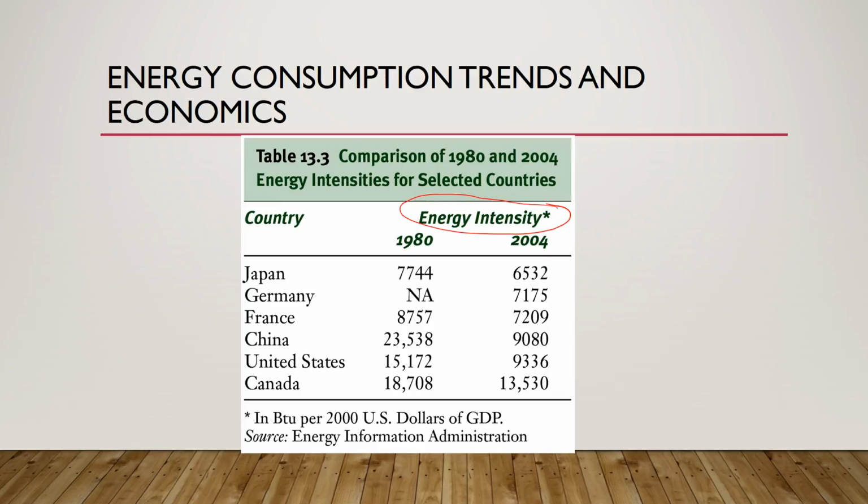And so countries like Japan and Germany have a relatively low energy intensity, which means requiring less energy to produce dollars for their economy. And with countries like the United States, you'll notice that we've had significant decreases in that energy intensity, but we're still quite a bit higher than places like Germany and Japan. All right?